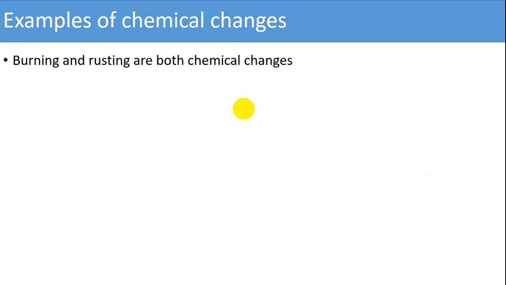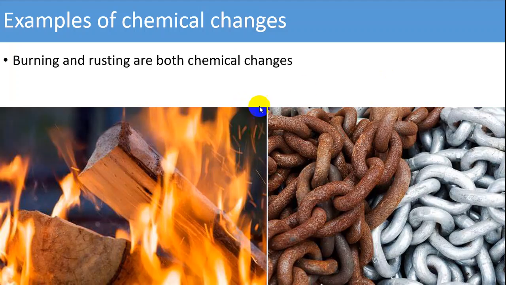Examples of chemical change, like burning and rusting, are both chemical changes because we produce a new substance. In this picture, we produce ash, and ash cannot be returned back to wood, so this is a chemical change. One of the properties of a chemical change is that it is irreversible, meaning it cannot return to its initial state. In the second picture, we have iron, and this iron rusts. Rusting is caused by the reaction between the metal and oxygen gas in the air, accompanied by a change in the oxidation number, the oxidation state of the element, resulting in a new substance.